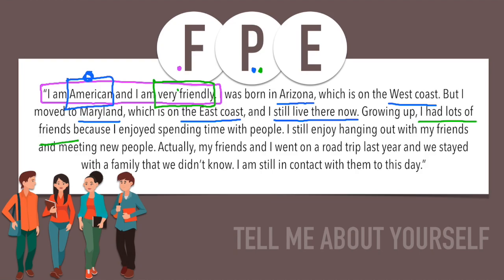Because I enjoyed spending time with people. I still enjoy hanging out with my friends and meeting new people. All right. I'm giving proofs that support the fact that I'm very friendly. Now we have to move on to the what? You got it. To the example. All right, so here we go.